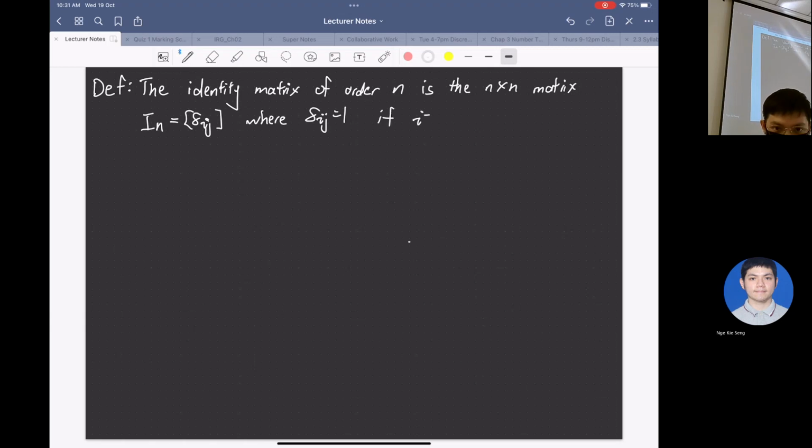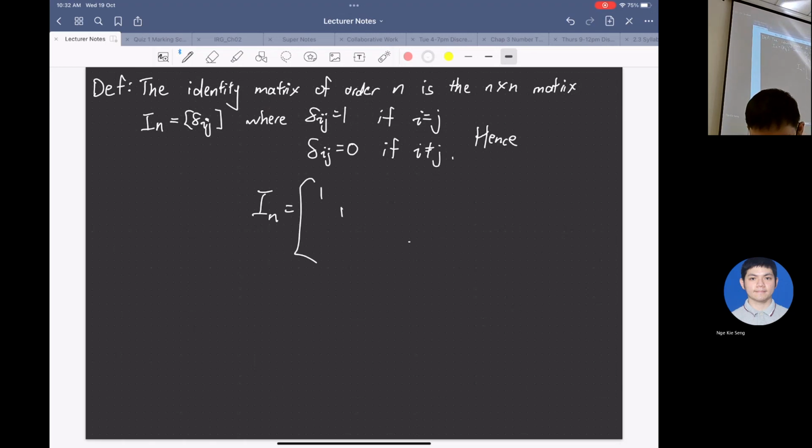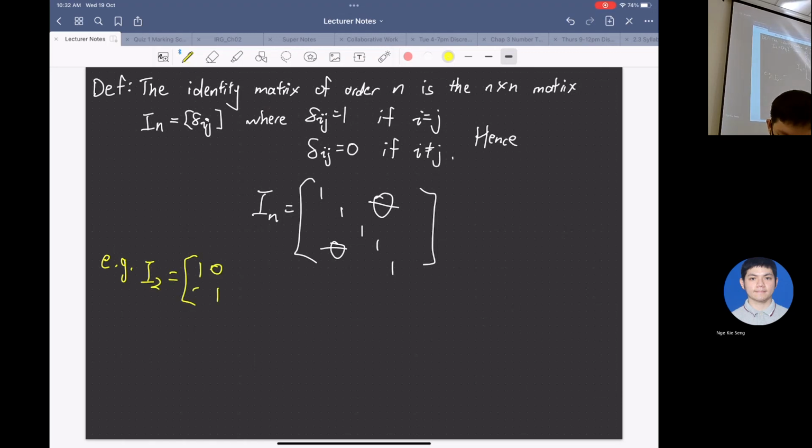The identity matrix can be described by the Kronecker delta. It is 1 if i equals j. If i is not equal to j, then it is 0. So it looks like this. Since this is a square matrix, when i equals j is the diagonal, and the other part is 0. So in the I2 case, you get 1, 0, 0, 1.